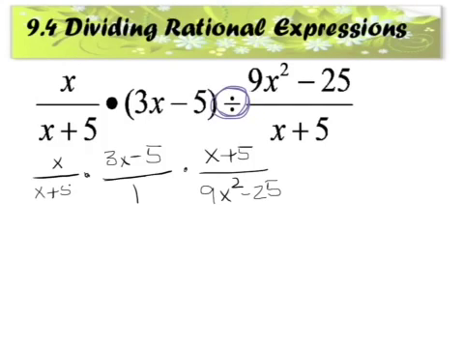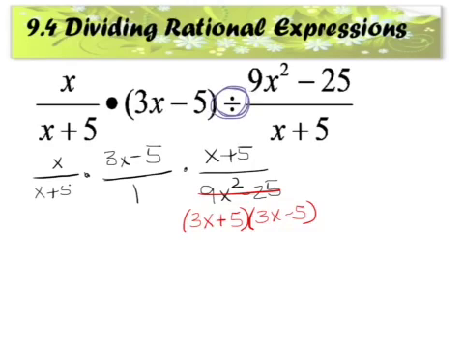And now that it's flipped, the only thing that looks like it can be factored is the 9x squared minus 25. All the other expressions are already completely factored. There's no greatest common factors, nothing else to break down. So I'll just factor this denominator here. It's a difference of squares. So I'm just going to write it down just under that denominator.